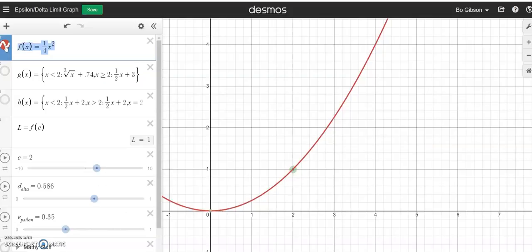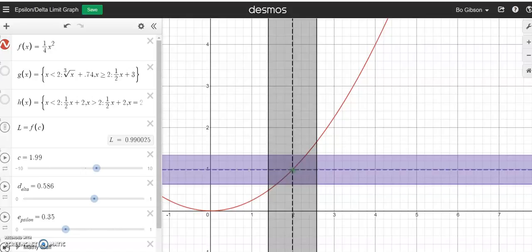So what I've got right now is 1/4 x squared graphed. I've got a point that I can slide around. And we're going to evaluate the limit as x goes to 2. So what values is my function approaching as I get closer and closer to 2? And you can kind of do that whole thing, drag your fingers. It certainly looks like it would be 1 here. I've got an epsilon and delta range all dialed up.